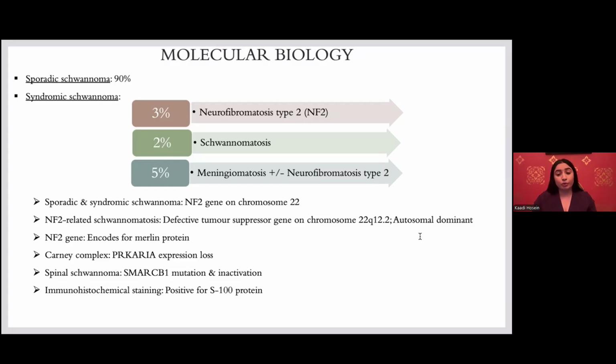Now, inactivation of both alleles of the NF2 gene is observed in most sporadic vestibular schwannomas. Bilateral vestibular schwannomas are a principal key feature of NF2, although there are other manifestations of the latter.